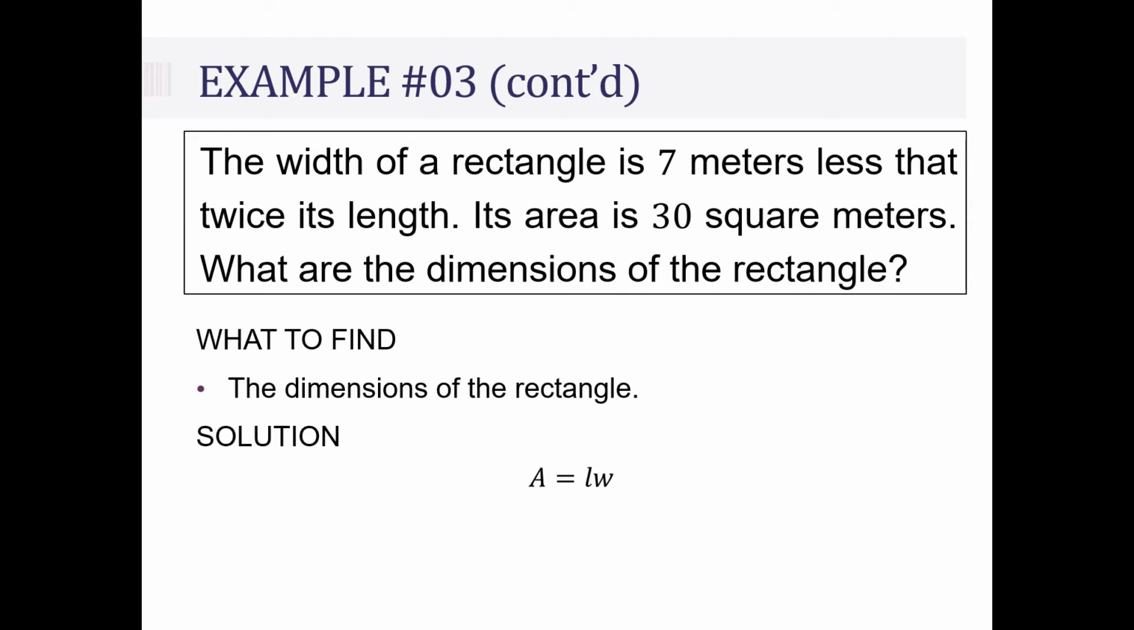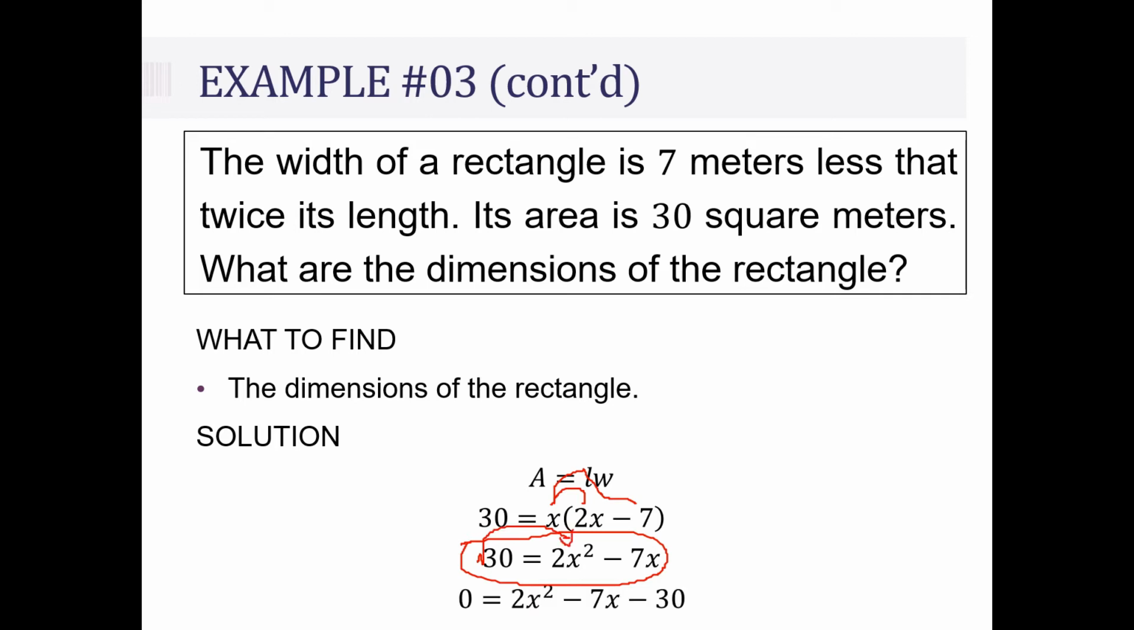Now we solve. We know that the area is equal to length times width. Okay? So ang area natin ay 30, ang length natin ay x, at ang width natin ay 2x minus 7. Okay? Now, by distributing x over this, we have 2x squared minus 7x. Again, we have a quadratic function here. So, ilipat natin ngayon itong 30 doon sa kabila. So, we transpose, magiging negative 30 na siya. So, we have 2x squared minus 7x minus 30 equals 0.